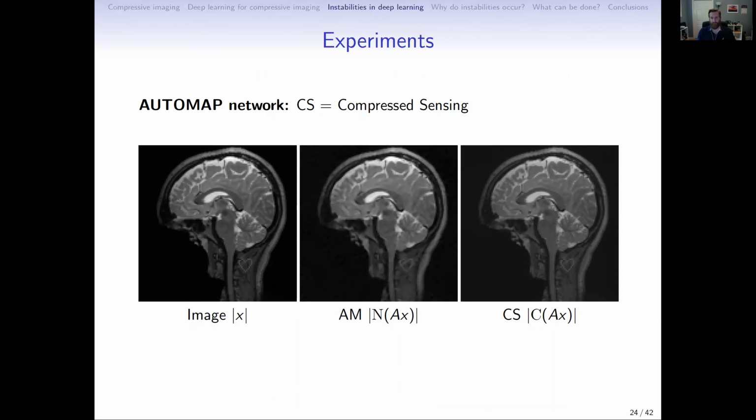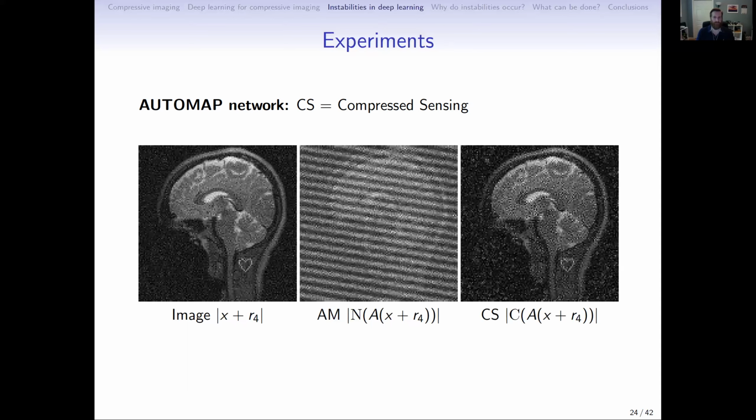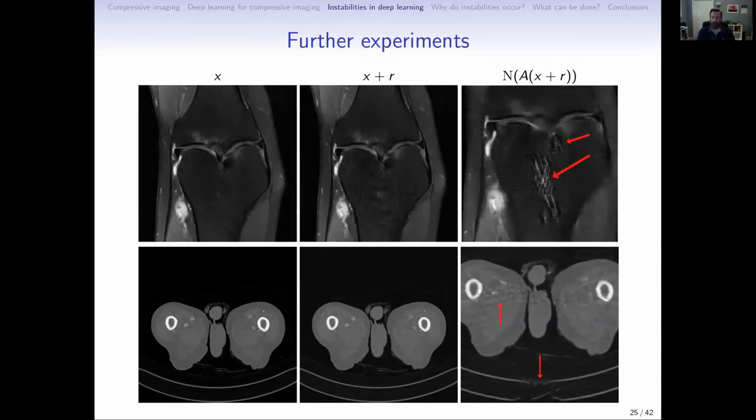Okay, let me show another example. This is this AUTOMAP network. This is an example of this fully trained model approach. So it's the same kind of experiment. We start adding these perturbations and you can see immediately you get very substantial effects on your image. Again, on the other hand, compressed sensing doesn't see these substantial effects because it's inherently stable. There's another experiment here on a couple of other networks, which I think I'll skip.